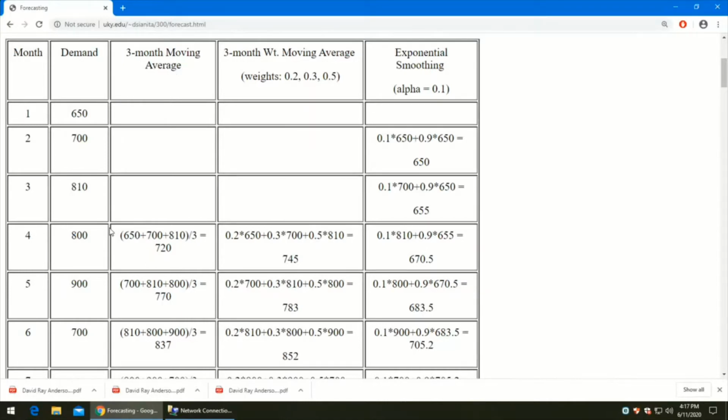So you have, in this case, 650, 700, and 810. These are just the units of the demanded product, and you divide by 3. Like I told you, n is the number of values that you have, so in this case it's the months. And you have 720 and 730 for the next. As you can see, the initial month is skipped and the next 3 months follow, so you have 700, 810, and 800.